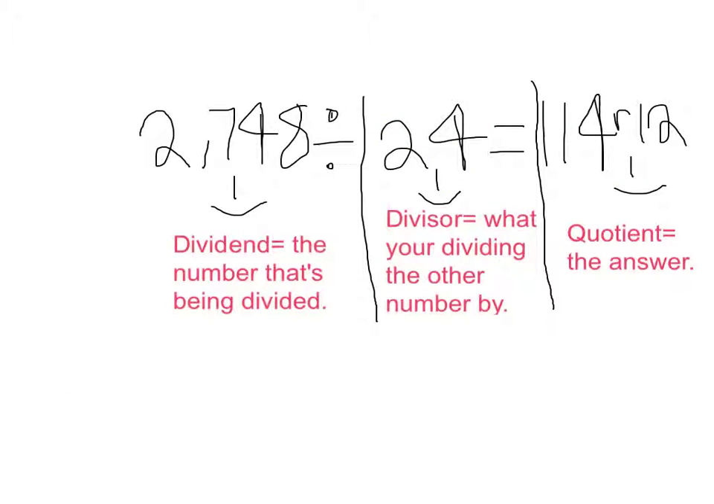Now, let's talk about what the dividend, the divisor, and the quotient are. So, the dividend is the number that's being divided, which in our case is 2,748. The divisor is what you're dividing the other number by, which for us is 24, because we're trying to see how many times 24 fits into 2,748. And the quotient, which basically is the answer. And our answer is 114, remainder 12.